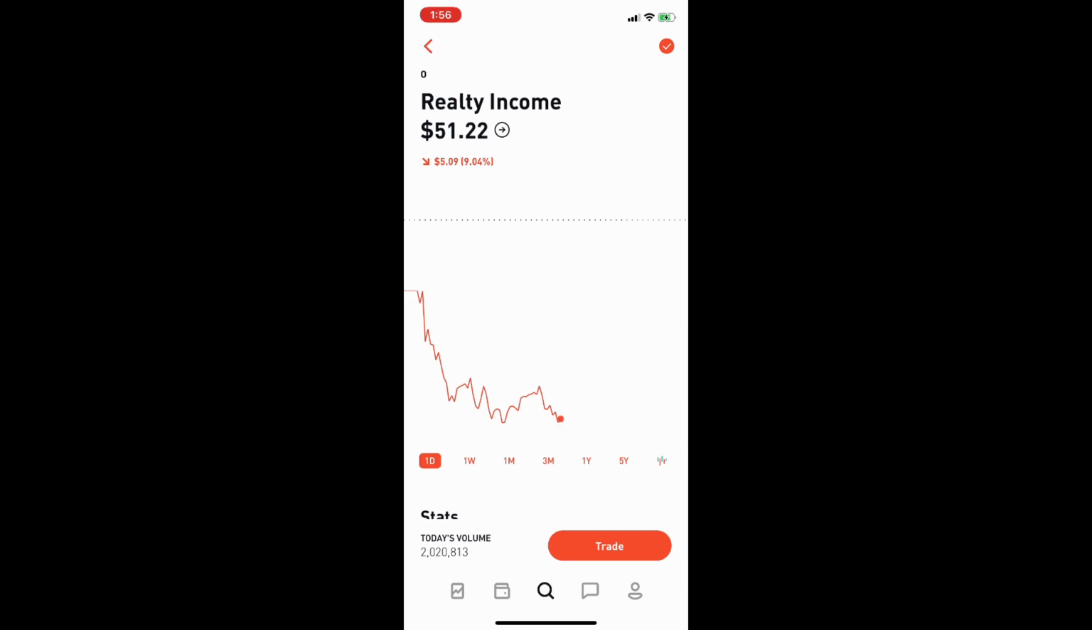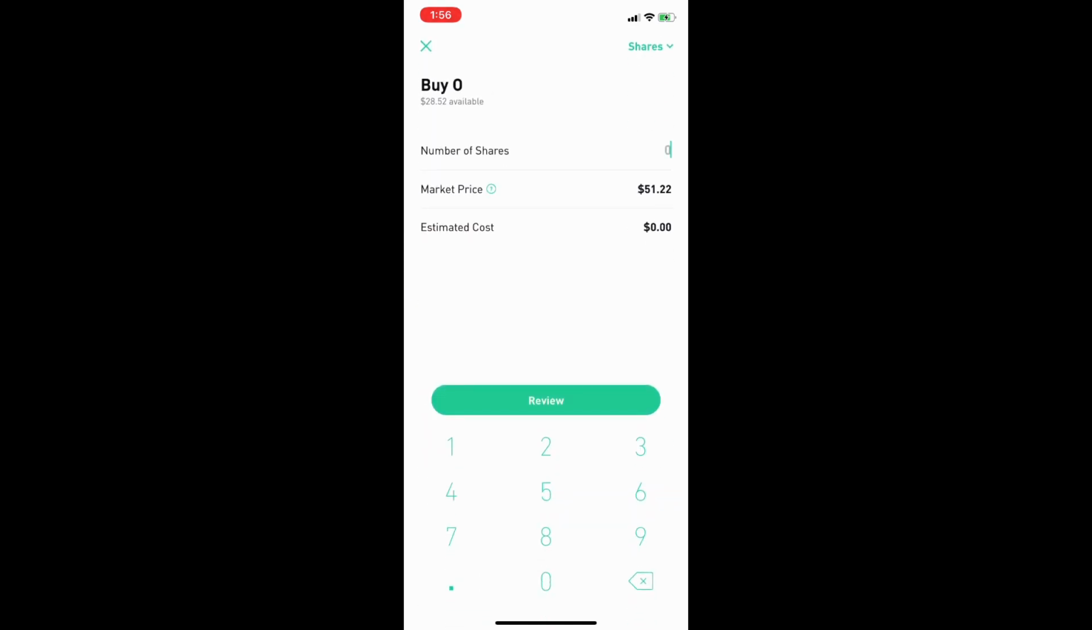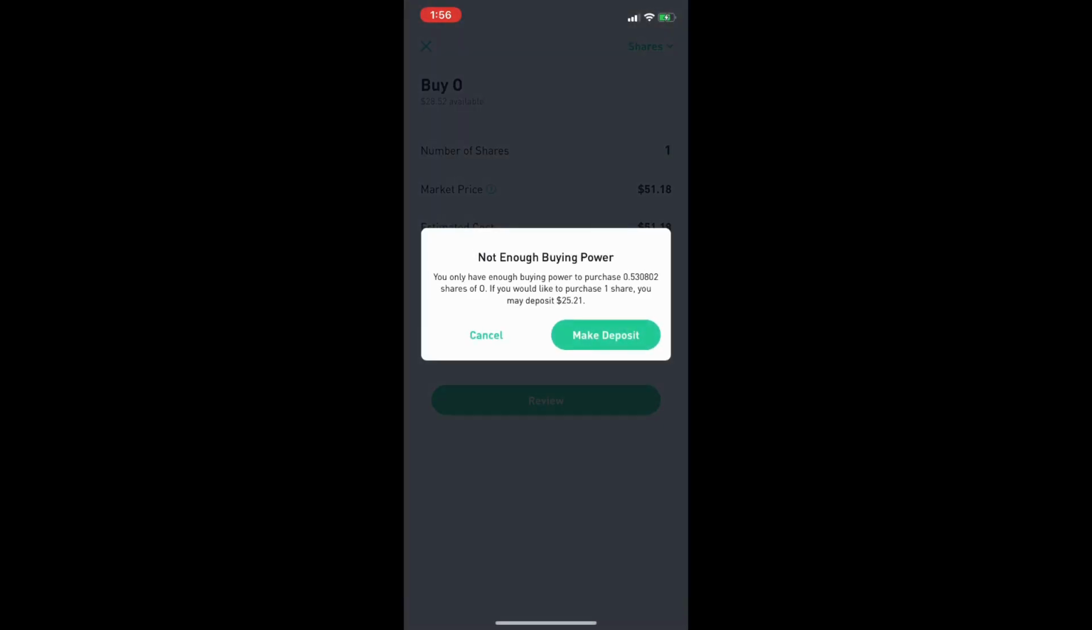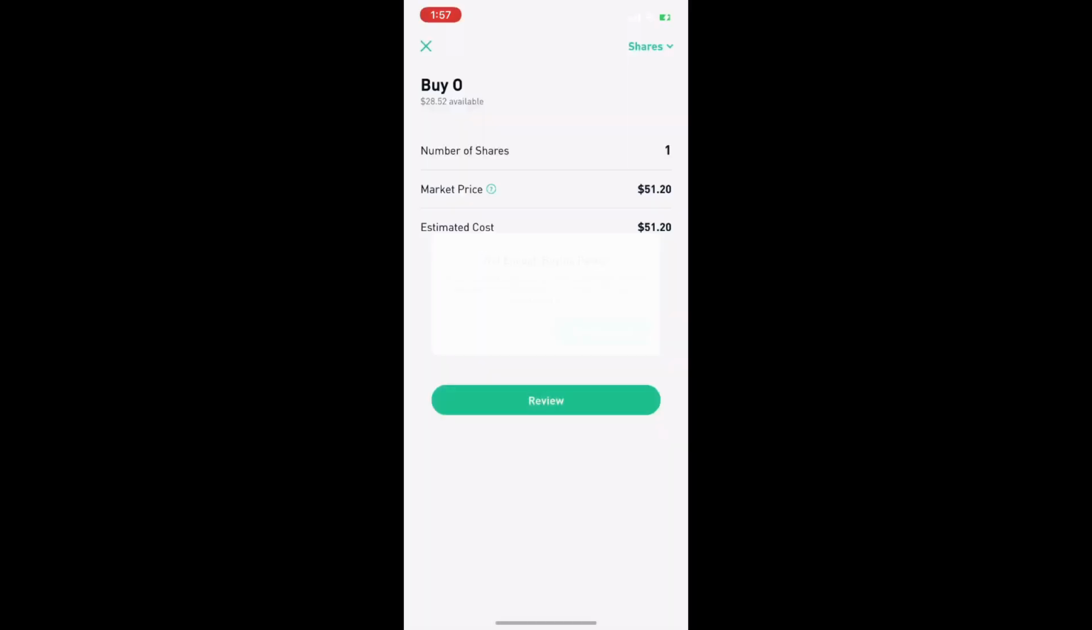But if I wanted to buy it, I would hit the trade button. I would hit buy. And then if I was okay with paying a market price for it, which is the fluctuating price, I would put however many shares I want, say 1. I would hit review, and it would tell me that I don't have enough money. If you can see in the top left corner, it says I have $28.52 available. That's cash in my account, and I need to deposit about another $25. The cool thing about Robinhood is you can have instant access of up to $1,000 on any purchase like this. So they would automatically put the $25 in my brokerage account so I could buy the share. But I'm not going to do that right now.